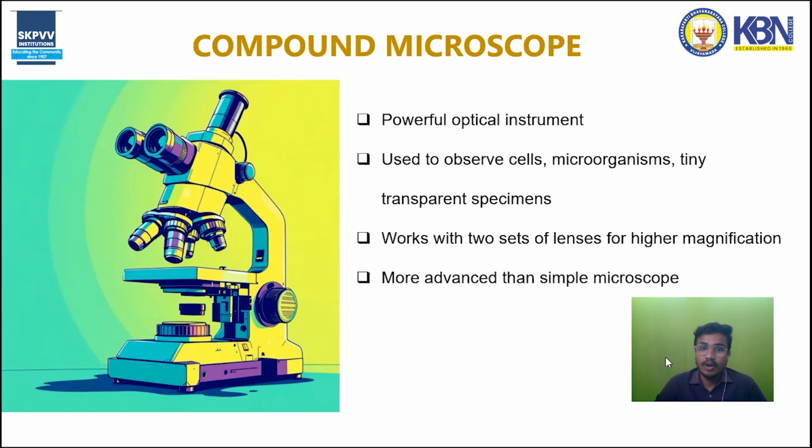The compound microscope is a powerful optical instrument used to observe cells, microorganisms, transparent specimens, and different types of specimens. As I said, it works with two sets of lenses for higher magnification. Compared to the simple microscope, the compound microscope has higher magnification. It is used for more advanced applications than the simple microscope.